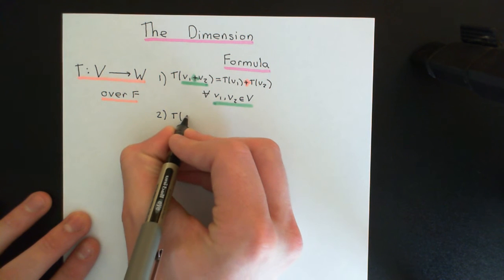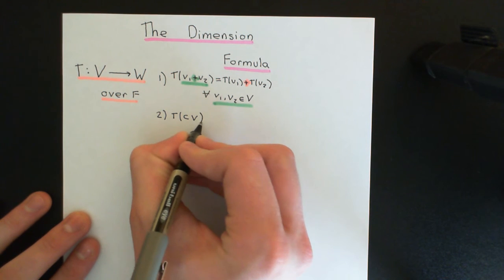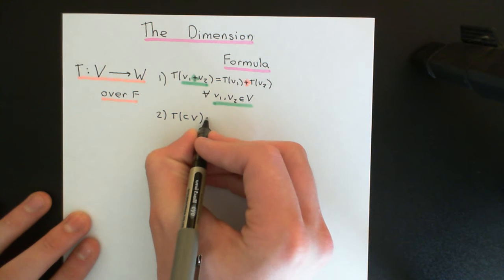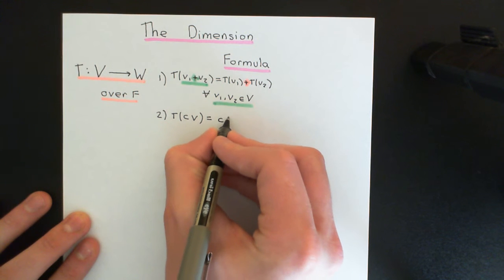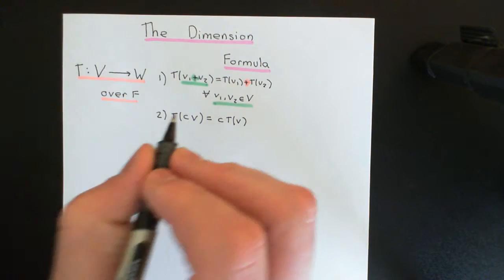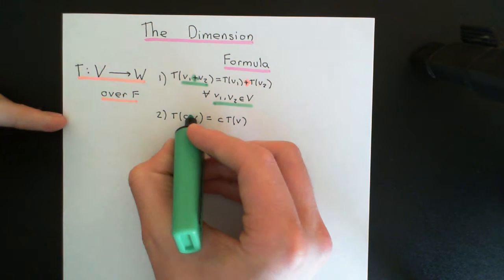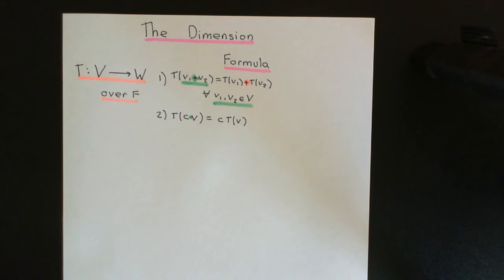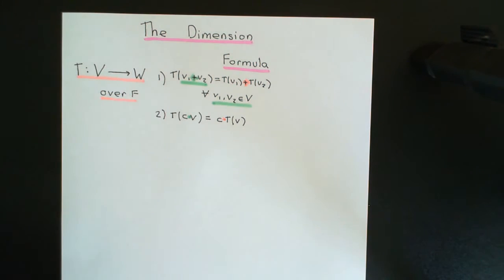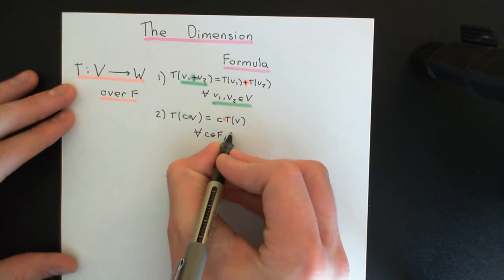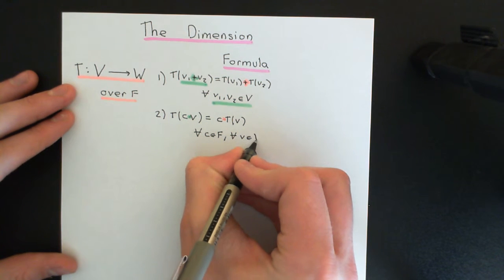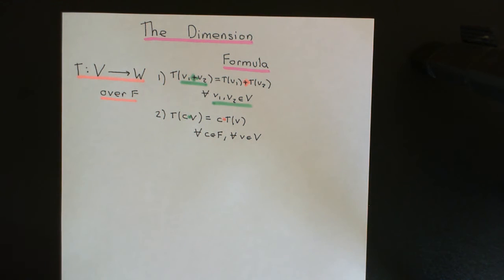So you pick any scalar from the field, pick any vector from the domain vector space capital V, and it must be the case that T of C times V is equal to C times T of V. Okay, now, the scalar multiplication in here is scalar multiplication in the domain vector space capital V, whilst the scalar multiplication that's here is the scalar multiplication in the codomain vector space capital W. Okay, and this needs to hold true for all C an element of the field capital F, and for all V an element of the vector space capital V, the domain vector space.